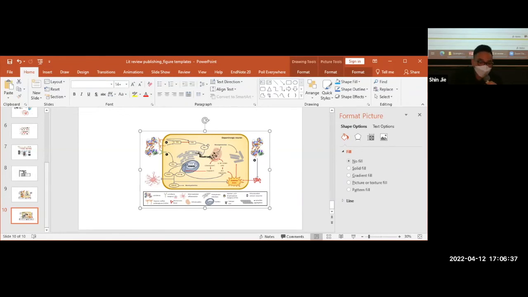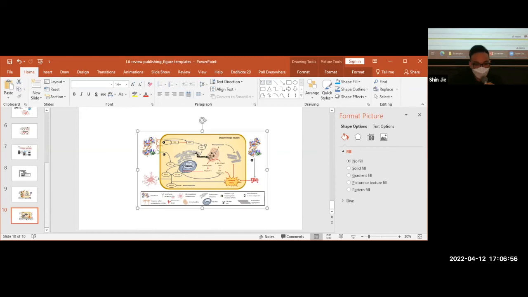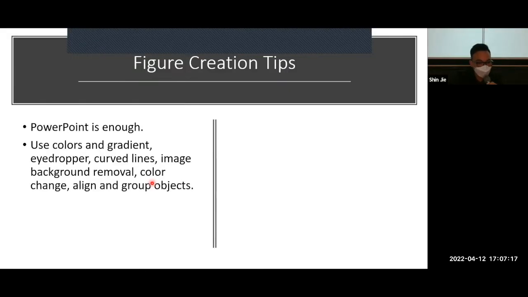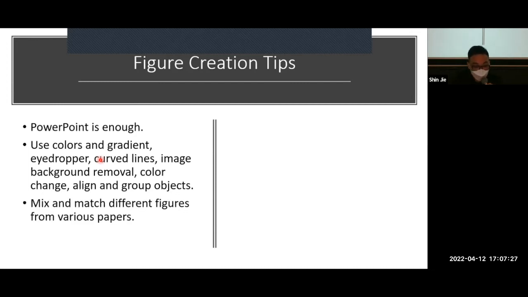The very important tools are gradients to look nice. Try to practice background removal of images. Try to know how to find icons and try to be creative. Yeah, I will share this file. You guys can reverse engineer slowly, but just don't plagiarize. Yeah, PowerPoint is enough. These are the main tools you can use in PowerPoint. I think they are enough to create good quality figures. You can mix and match. If you don't have ideas, you can mix and match figures from different papers to get an idea.